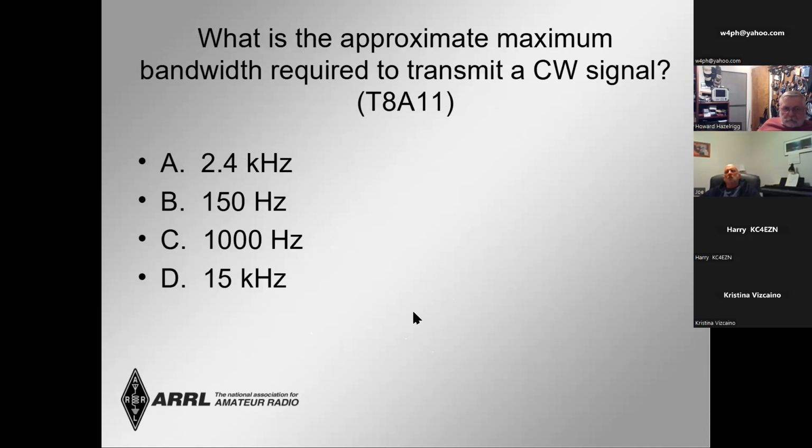What is the approximate maximum bandwidth required to transmit a CW signal? CW signal, 150 hertz. This means you can get a whole lot more CW signals onto the band than you can sideband or voice.